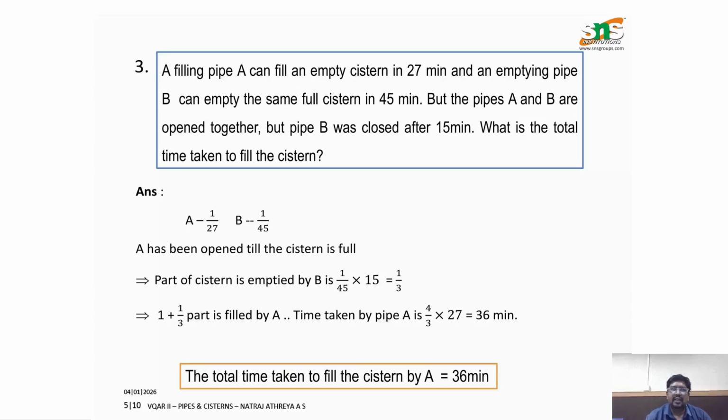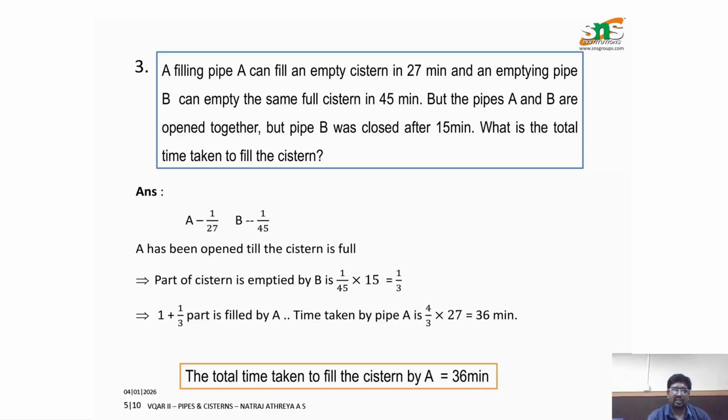Here, a filling pipe A can fill an empty cistern in 27 minutes, and an emptying pipe B can empty the same cistern in 45 minutes. Both pipes A and B are open together, but pipe B is closed after 15 minutes. What is the total time taken to fill the cistern? It is a similar problem again, so try to answer it on your own. You can pause the video, solve the problem, and then see if the answer is the same.